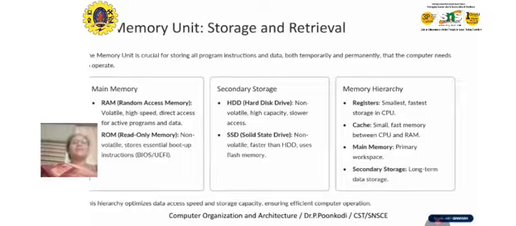The secondary storage devices like the hard disk and the solid state drive, or we can say the pen drive, are also secondary storage devices. In the memory hierarchy we use registers, caches, main memory and secondary storage. All these come under the memory hierarchy.